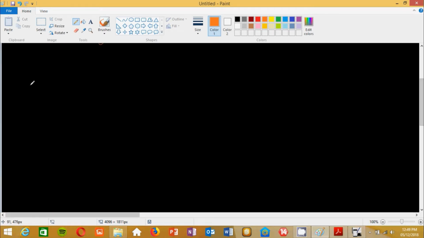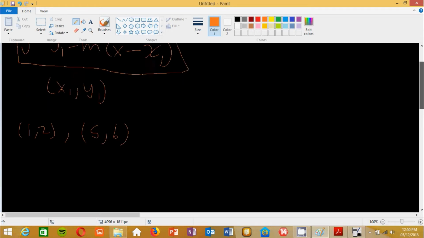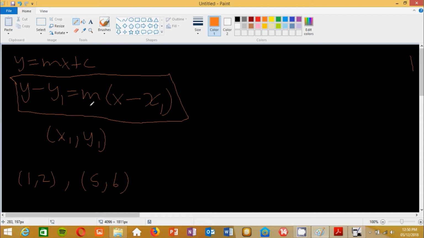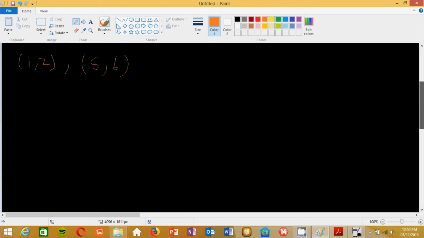Let's say I've been given the two coordinates 1, 2 and 5, 6. So I've been given these two coordinates, and these are coordinates on a straight line, and I'm trying to find the equation of the straight line. So the first thing that I need to do, whether I'm using this method or this method, is I need to find the gradient of that line.